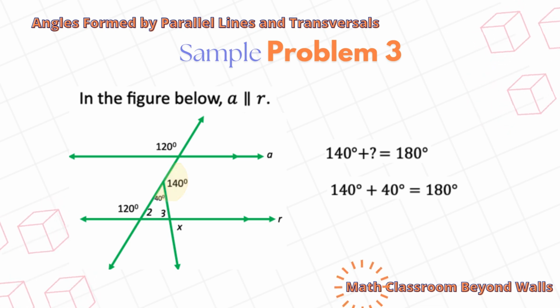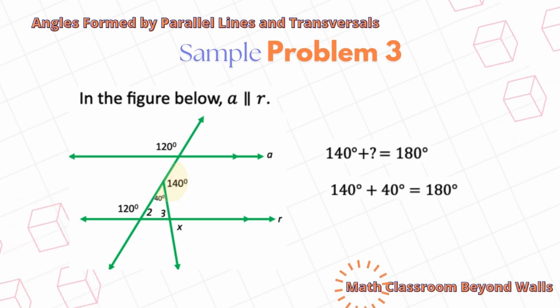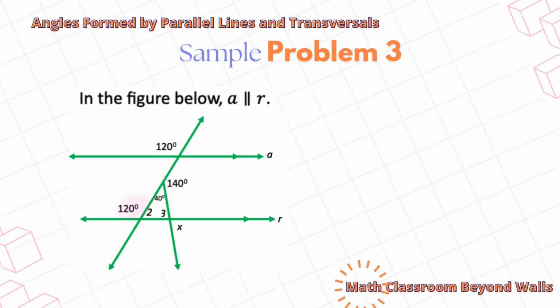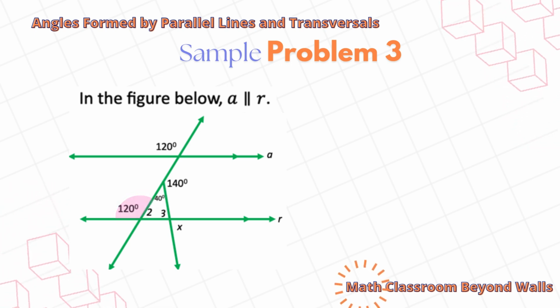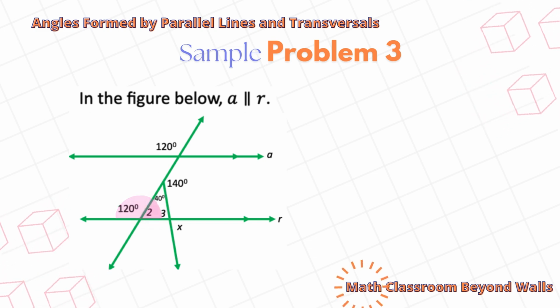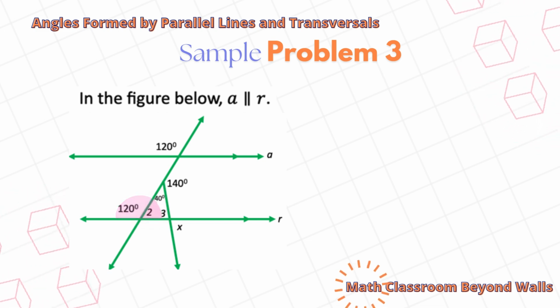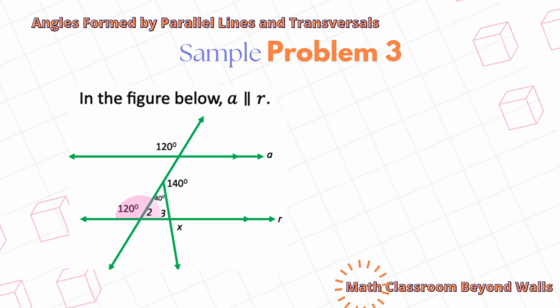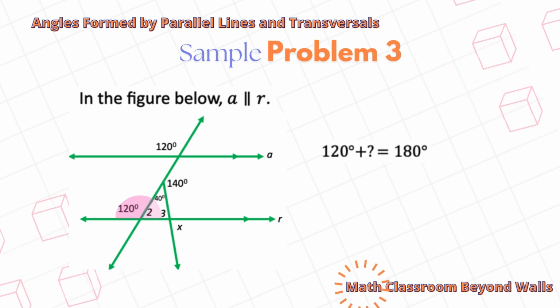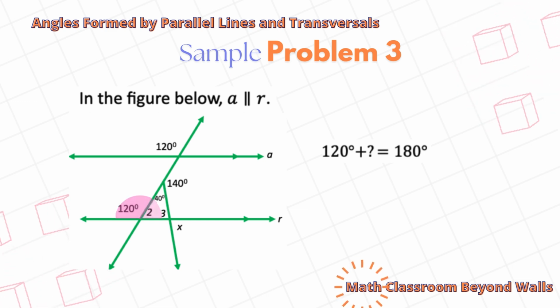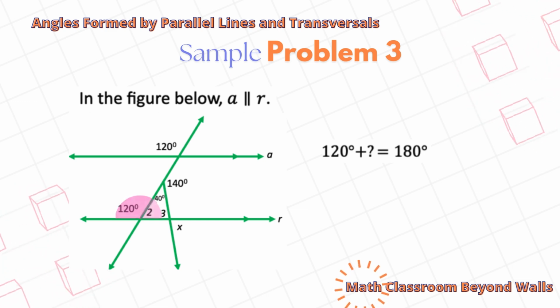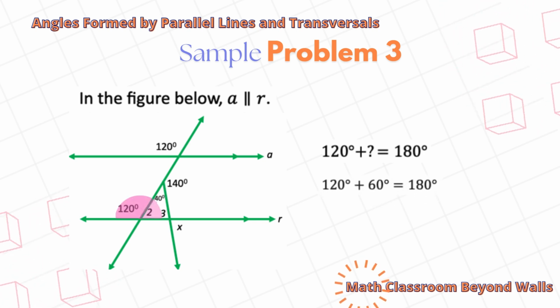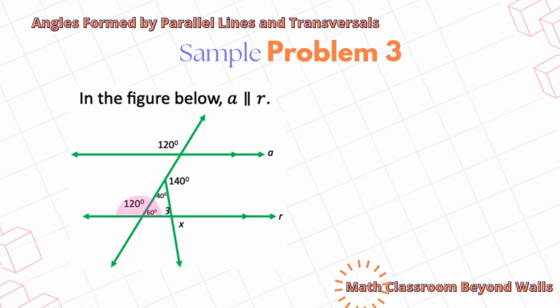Look at the figure again, learners. The angle with a measure of 120 degrees near the triangle and angle 2 are also a linear pair, and their sum is 180 degrees. So we can get the measure of angle 2. What number, when added to 120, gives 180 degrees? There you are, 60. So the measure of angle 2 is 60 degrees.